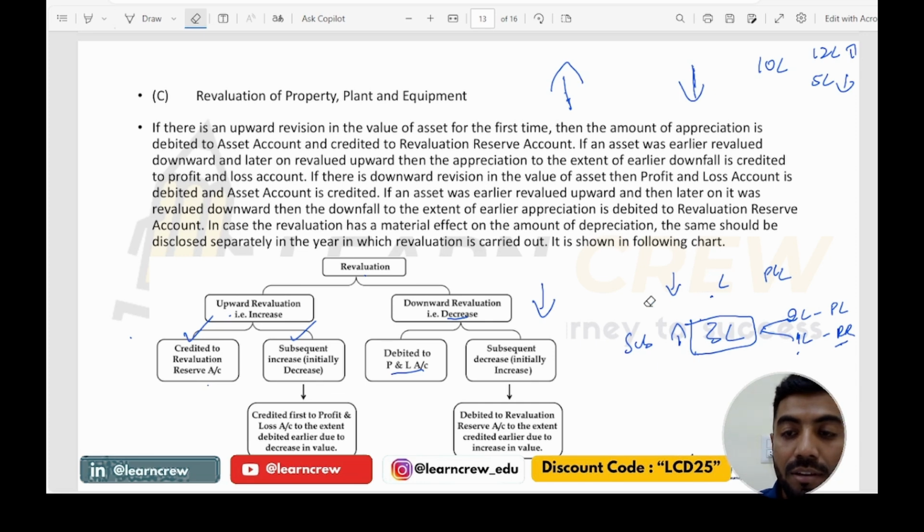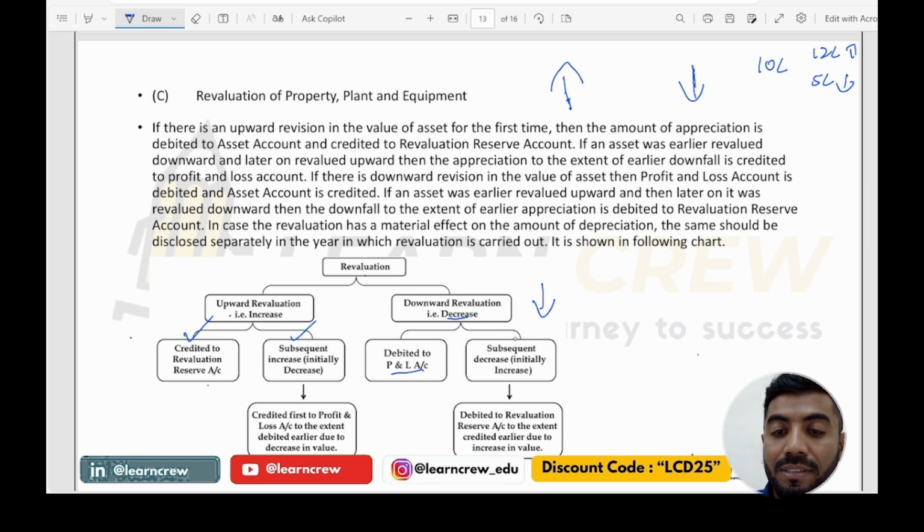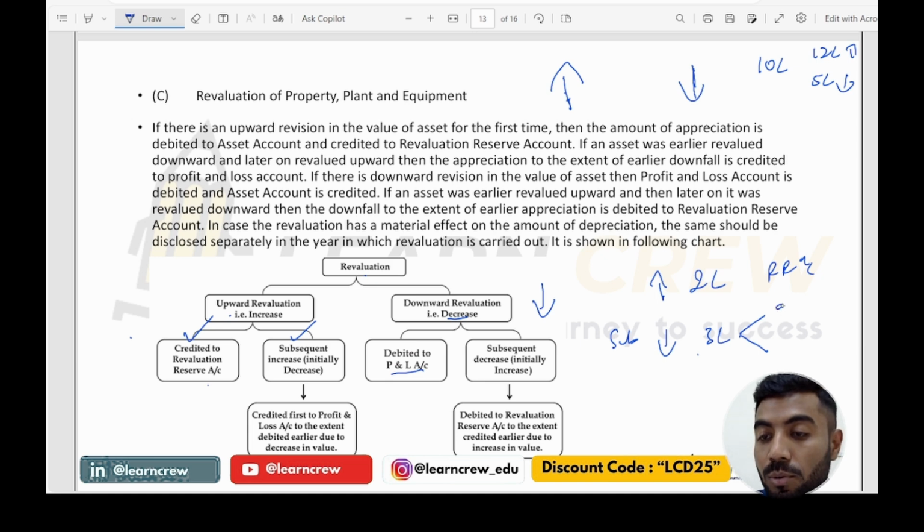Okay, similar case. If we have another case here, when there is a downward revaluation and subsequent decrease. Subsequent decrease means initially it was increased. Say initially it was increased for 2 lakhs. Then subsequently it was decreased for 3 lakhs. What will happen at that time? So this also is divided into 2 categories. Initially, when it was increased, you would have credited revaluation reserve account. So when it's decreasing, that 2 lakhs is debited to revaluation reserve account. The remaining 1 lakh, you take it to profit and loss account.